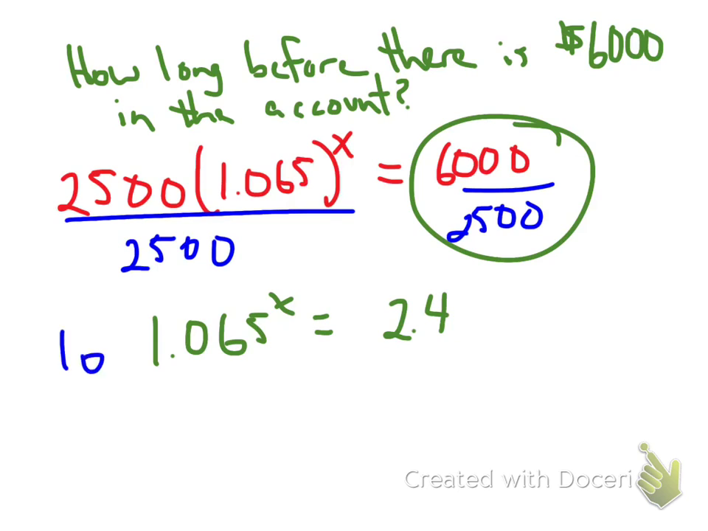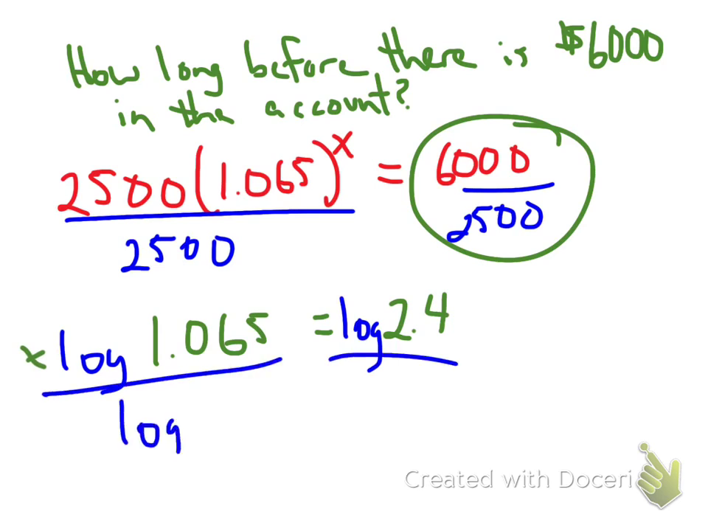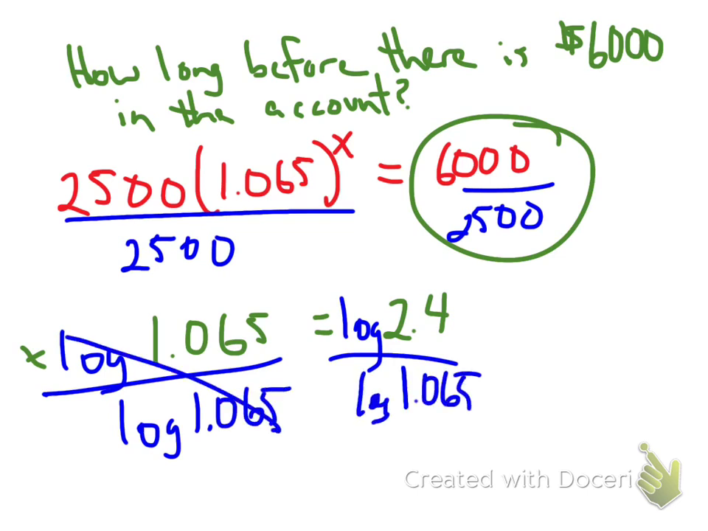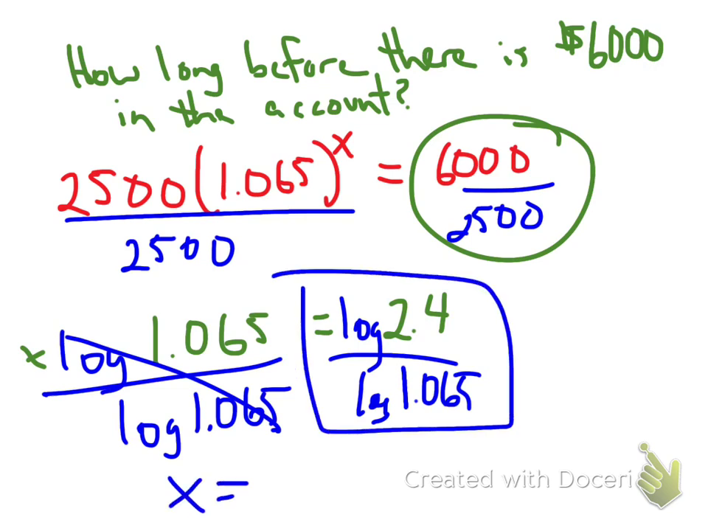So this now is log and log of both sides using the power property. The power property takes that exponent and moves it out front. I can now divide both sides by the log of 1.065. Those cancel out, so x equals whatever this number is. So use your calculator. 13.902 about years. So almost 14 years at that percentage rate.